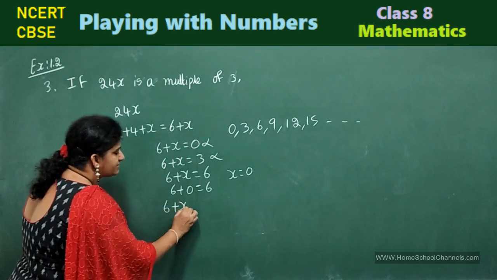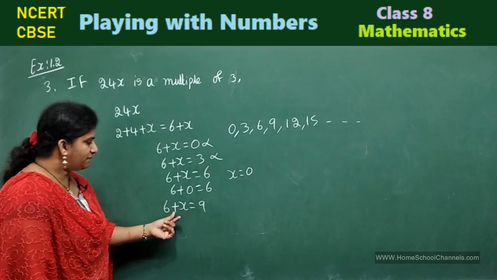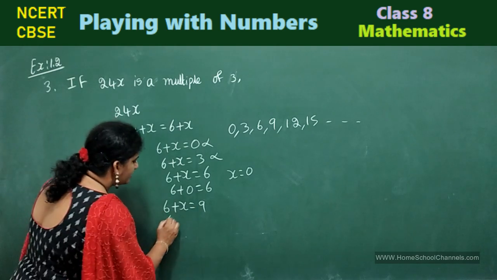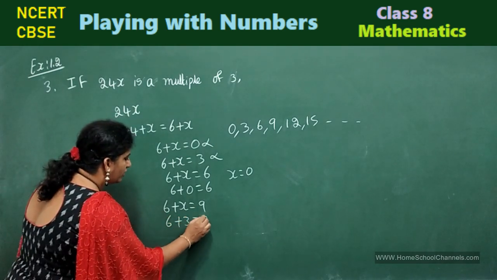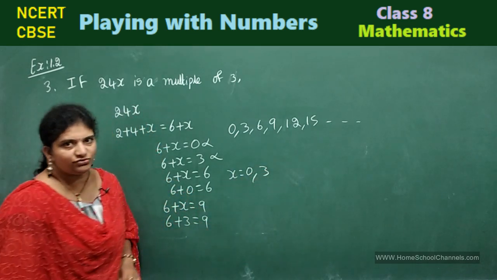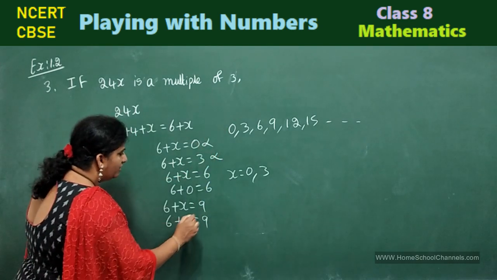6 plus x is equal to 9. 6 plus how much do you add to get 9? 3, right? 6 plus 3 is equal to 9. Yes, I can say x is equal to 3.